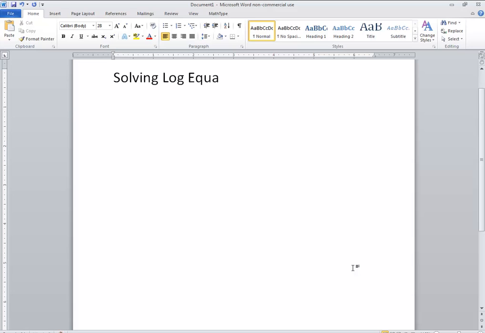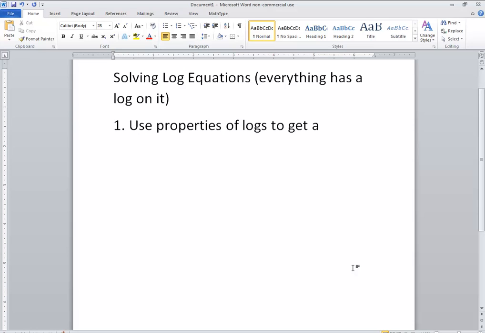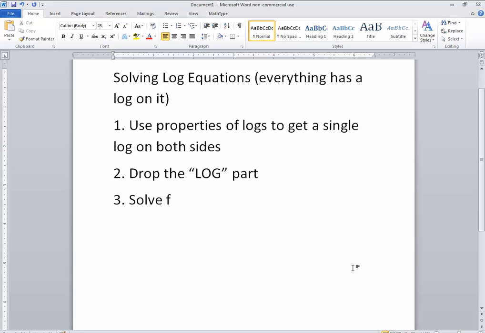Solving log equations, everything has a log on it. Step 1. Use properties of logs to get a single log on both sides. Step 2. Drop the log part. Step 3. Solve for x, and that's pretty vague, but at this point it might be linear, might be quadratic, or it could be rational. Those are the main ones I see in books. And then step 4 is semi-check your answer.